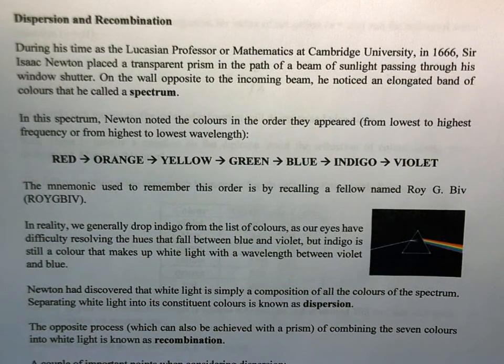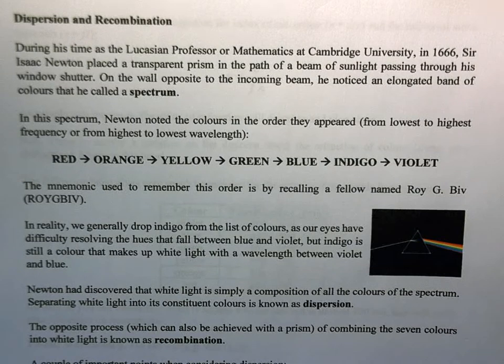During his time at Cambridge University, Newton made an interesting observation about light. He noticed that when sunlight passed through his office window and then through a prism, the white light broke up into the constituent colors that we now know make up white light. So basically, as it passed through a prism, it formed a sort of rainbow. And this band of colors is what he called a spectrum.